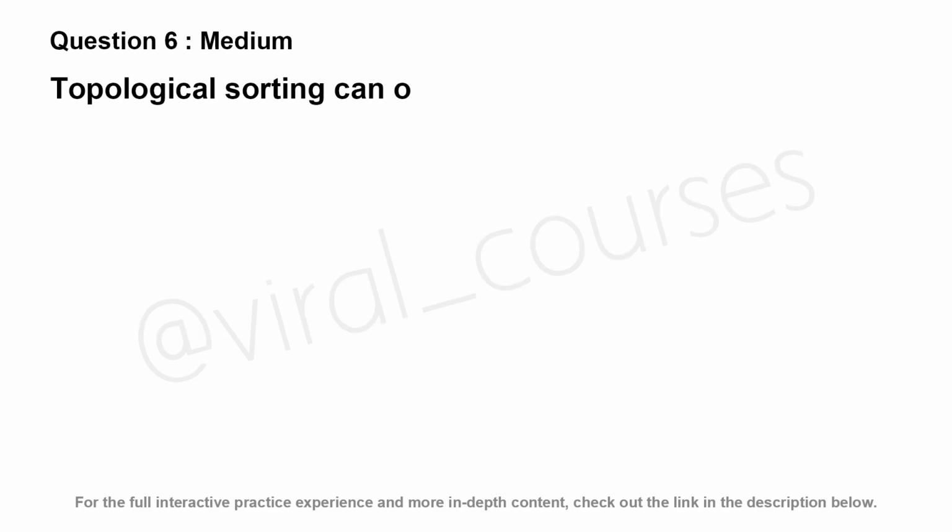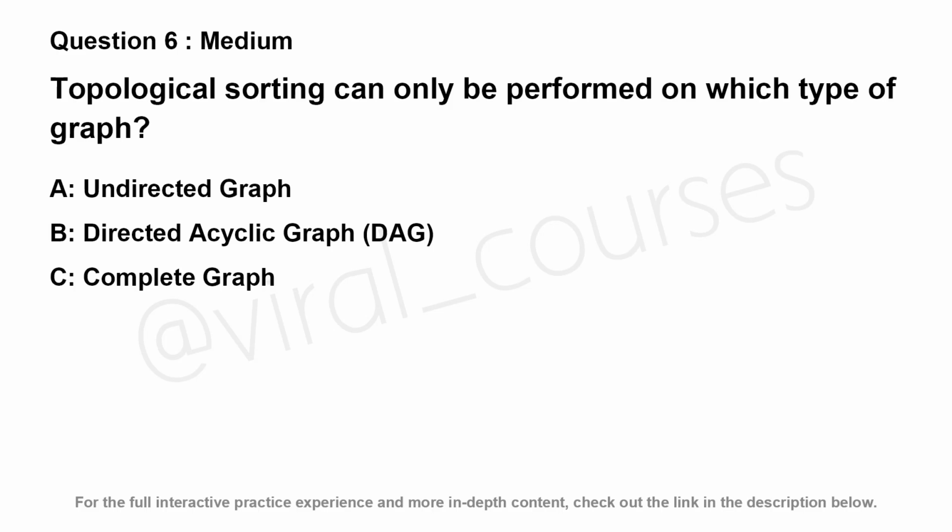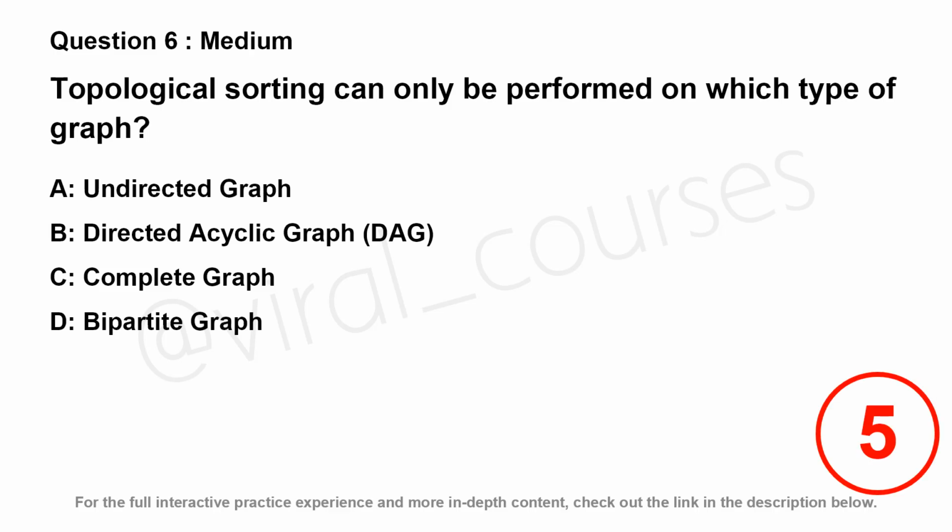Topological sorting can only be performed on which type of graph? Option A, undirected graph. Option B, directed acyclic graph, DAG. Option C, complete graph. Option D, bipartite graph.